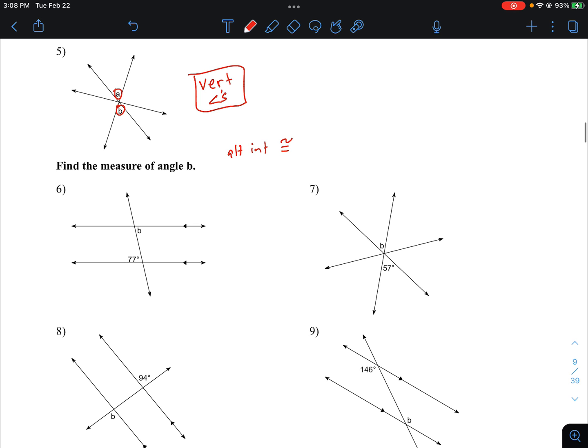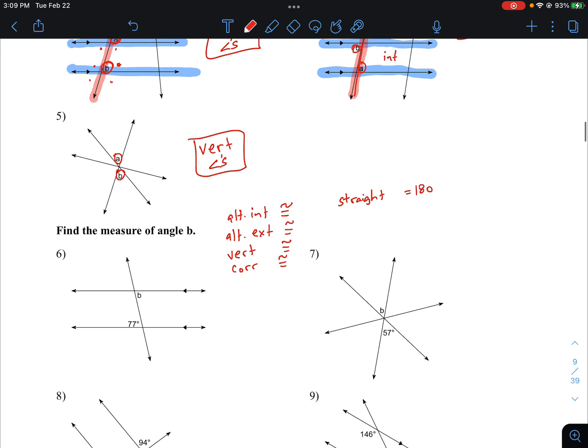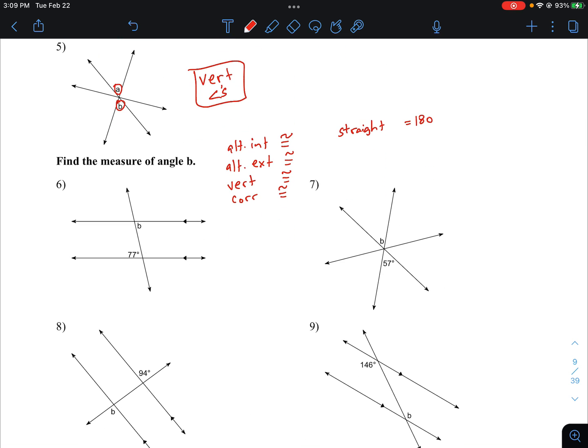All right. Now, if we remember, alternate interior angles are congruent. Let's see, what else is congruent? Alternate exterior angles are also congruent. Vertical angles are congruent. And corresponding angles are congruent. If you remember that, we also have straight angles, which equal 180. Basically every other angle pair. But if we remember those, that's going to help us set this up.